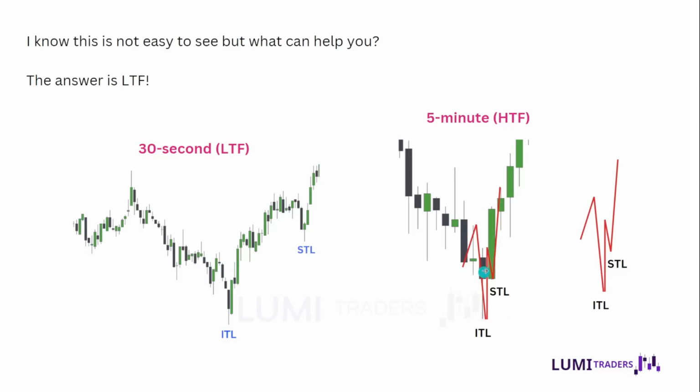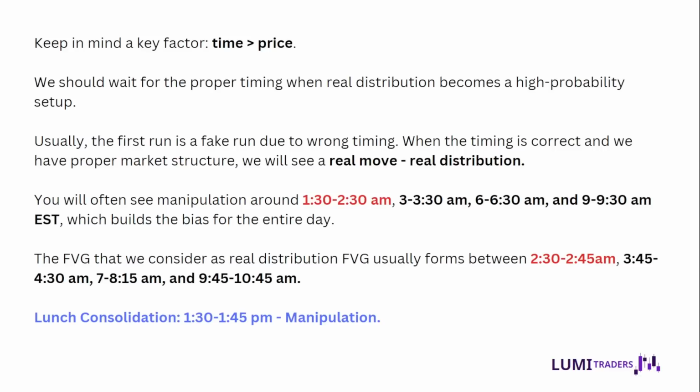So once again, this move right here looks like this on the 5-minute chart. On the 30-second chart, it looks like this. Keep in mind that key factor, time. Time is always much more important than price. We should wait for the proper time when real distribution becomes a high probability setup. Usually the first run is a fake run due to wrong time. When the time is correct and we have proper market structure, we will see a real move, which is real distribution.